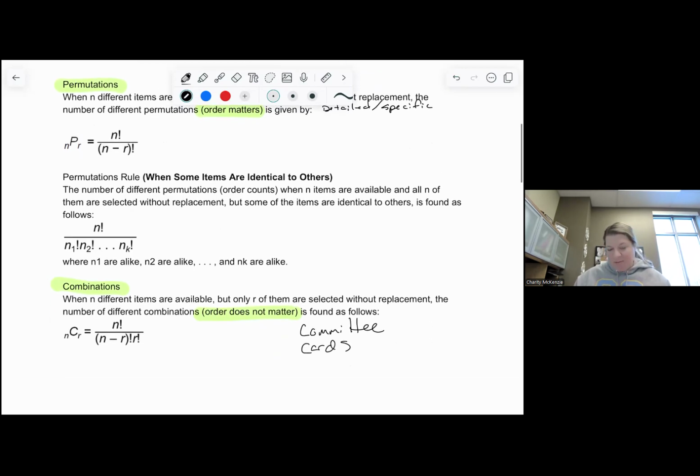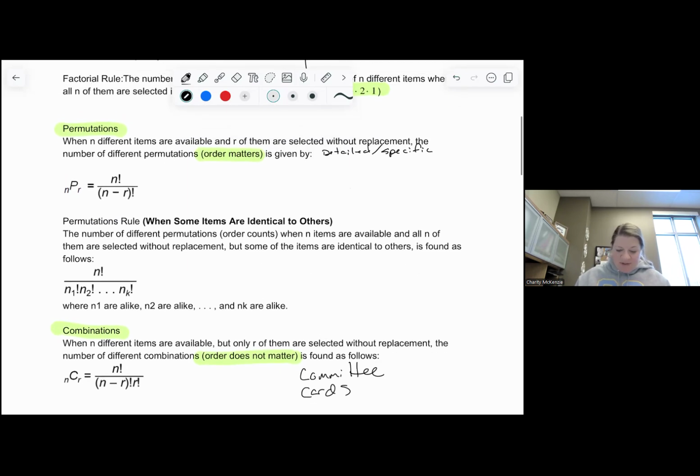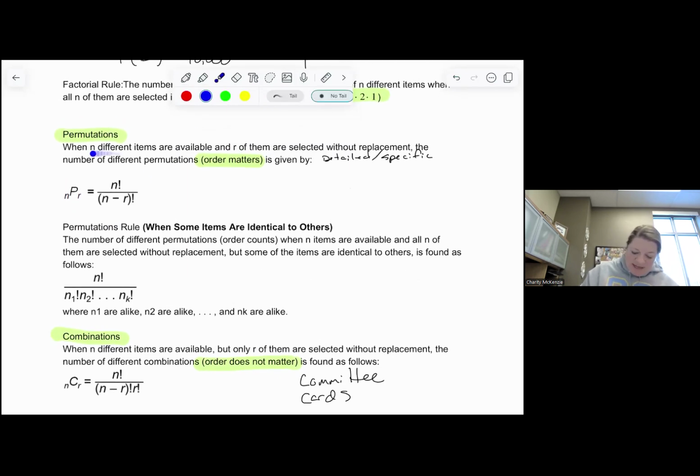And then everything else will be a permutation. So those are a little tricky. So here's the formula for those. Permutation, we say n choose r with a permutation. So we have n total and we're choosing r out.